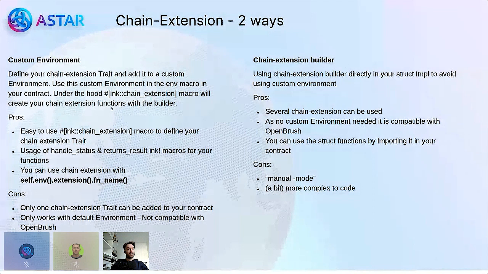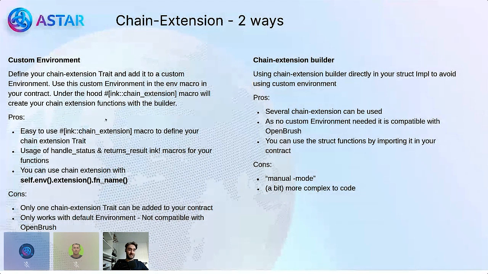So to add a custom environment, first you define your chain extension trait and you add it to a custom environment, and you use this custom environment in the env macro of your contract. I will explain it after. And under the hood, the ink chain_extension macro will create your chain extension function with the builder. So we will not interact with the builder directly. You just define a trait and the function, and then the macro will translate your function to a chain extension builder.